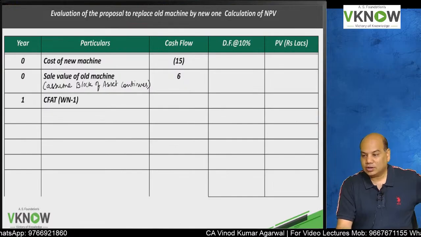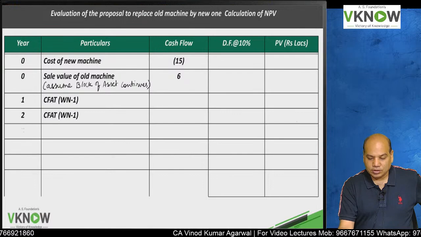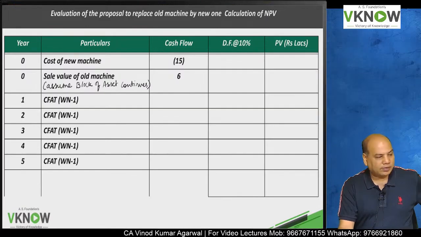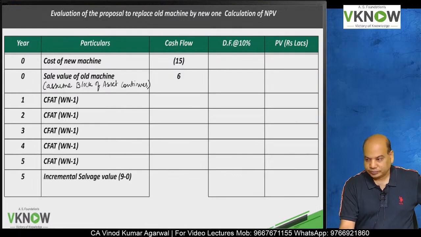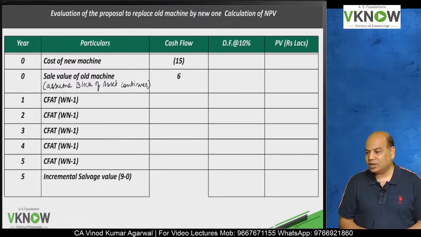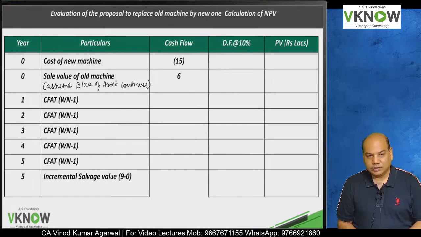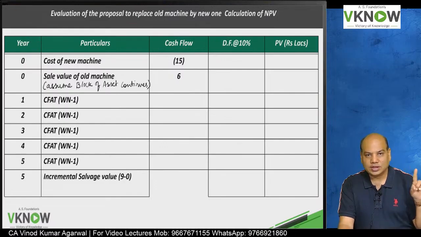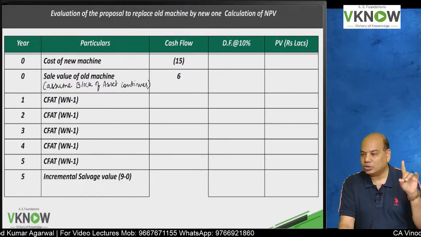Then write down year 1, CF80, working note 1. Year 2 CF80 working note 1. Up to year 5 write down CF80 working note 1. And then in the last year write incremental salvage value. Incremental salvage value means salvage value of the new asset, 9 lakh, minus salvage value of the old asset.